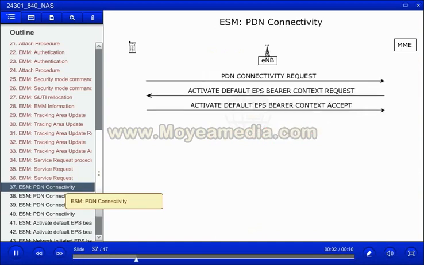Let's continue with the EPS session management procedure. The purpose of the PDN connectivity procedure is for a UE to request the setup of a default EPS bearer to a PDN. The procedure is used either to establish the first default bearer by including the PDN connectivity request message into the initial attach message, or to establish subsequent default bearers to additional PDNs by sending the message standalone.